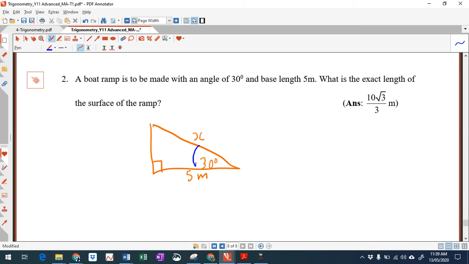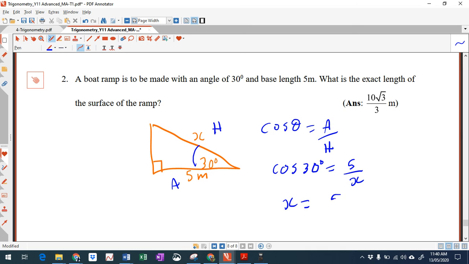Okay, now, here's my angle. This is the adjacent side. This is a hypotenuse. So I'm working with cosine. So cosine of theta is adjacent over hypotenuse. And that allows me to then say that cosine of 30 degrees is equal to the adjacent side, 5 on x. So swapping those over, I get x equals 5 on cosine of 30.